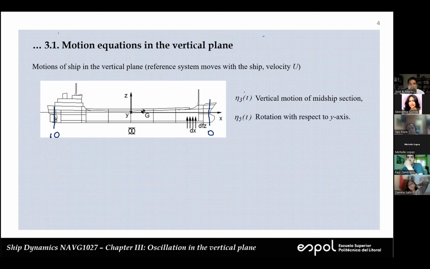Okay, now here, there's something which is very important: we have two reference systems, okay? We have a fixed reference system here, okay? This is fixed. And we have another reference system. This is small x, y, and z, which is moving with the ship. Okay, and this reference system, since it is moving with velocity u, is an inertial reference system. Okay, you recall from dynamics.